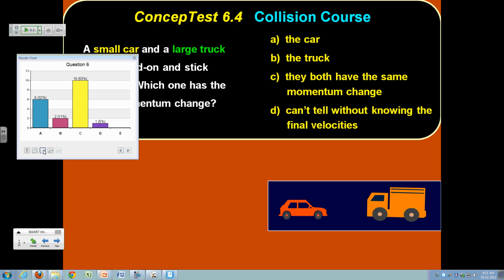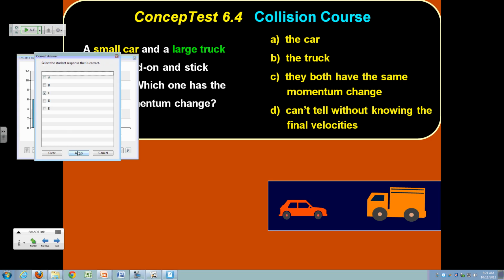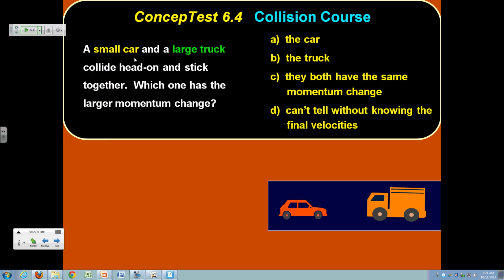Okay. C is the right answer. We want to think in terms of Newton's third law, and we're looking at momentum change, not an acceleration. Right now, the car might feel a larger acceleration. Well, actually, yeah, the car might feel a larger acceleration, but it feels the same force.